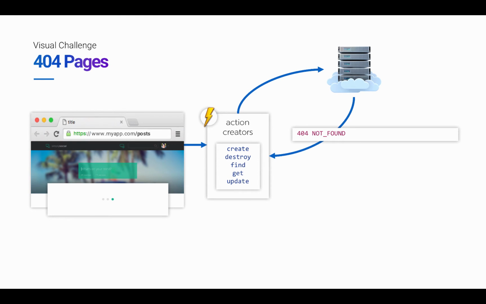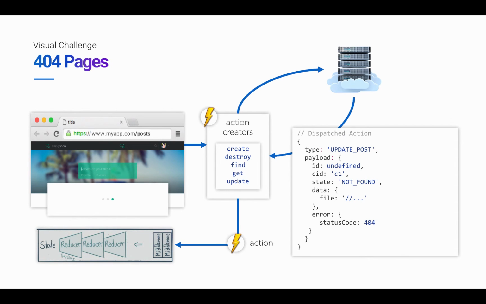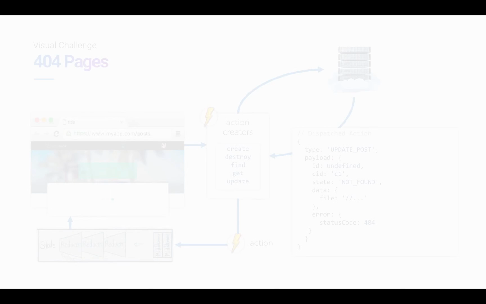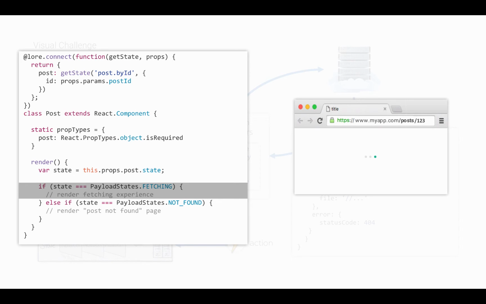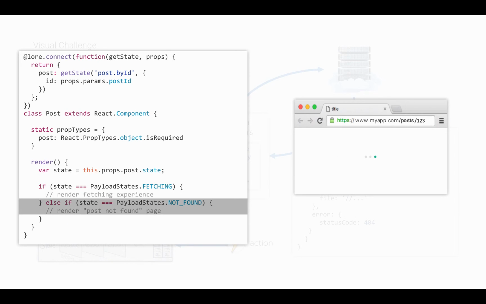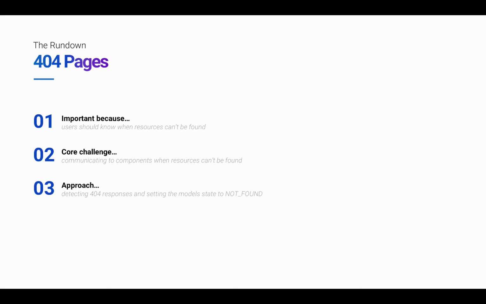Now sometime later, our fetch request comes back, but we get a 404 from the server telling us the post doesn't exist. So our action creator is going to take that not found response and fire an action. And in this case, the action will contain a state signifying that the post could not be found. And once the store updates and our app re-renders, the component will see that the state changed, and instead of showing the loading experience, it can render a 404 page instead.